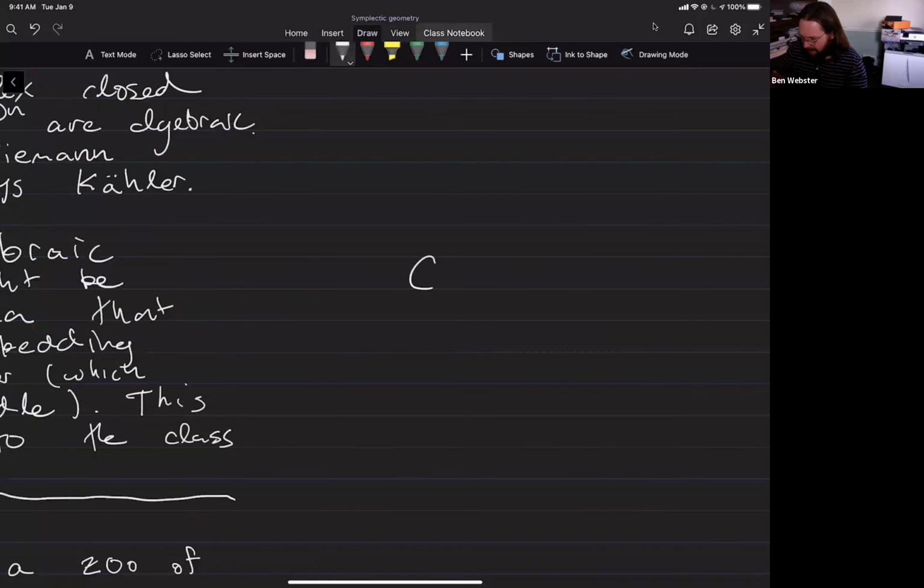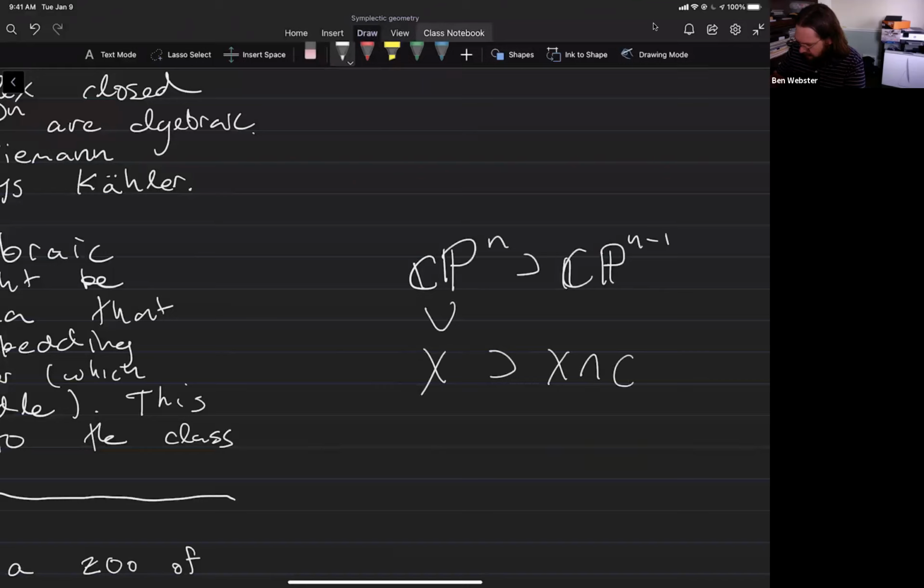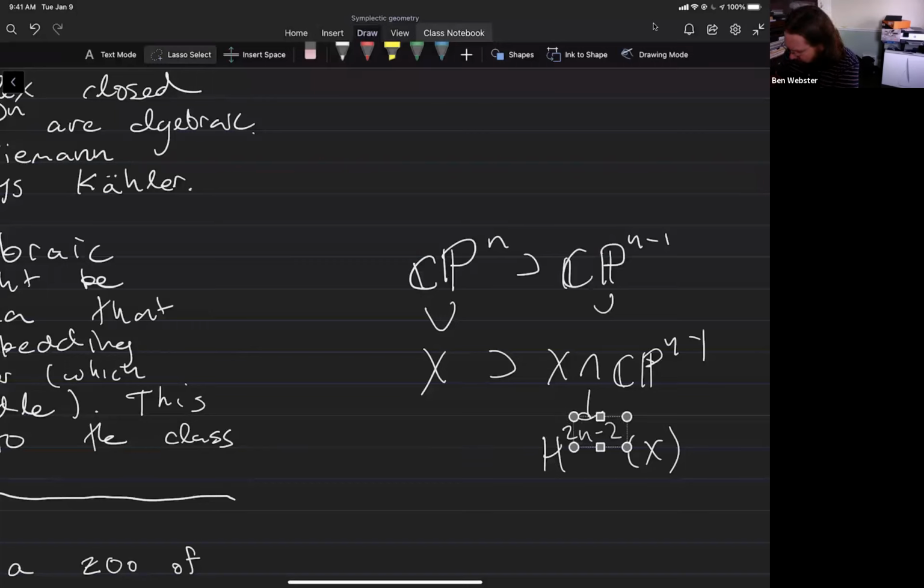So I have CP^n. Inside there's a copy of CP^(n-1), which you can think of as the closure of any hyperplane. If I have X inside here, then I have X intersect CP^(n-1). And I can think of this as being a 2n minus 2 dimensional homology class. Oh, whoops, I shouldn't say cohomology, I should say homology.